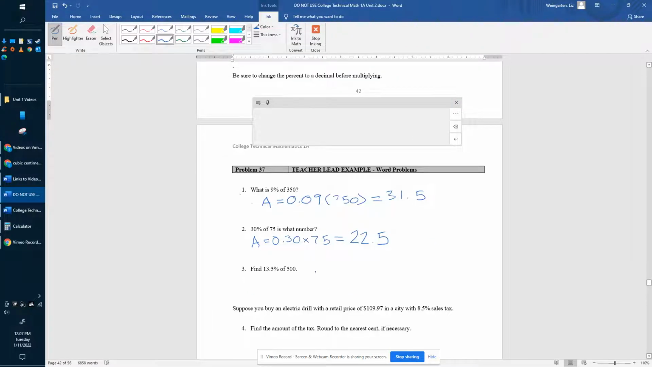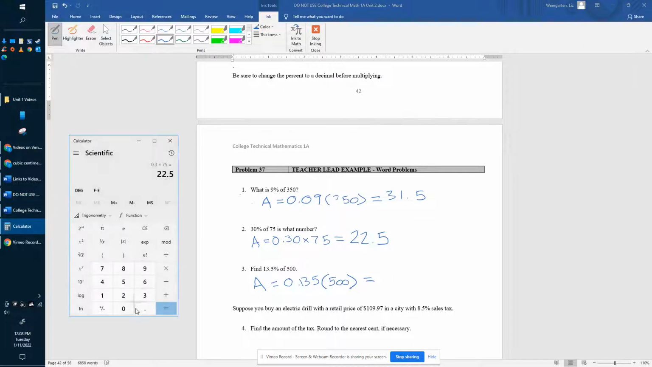Find 13.5% of 500. And that's our third way of asking a very similar question. So we're still looking for our amount. We have a base and we have a rate or a percentage. Turn that percent into a decimal. And we'll go ahead and put that in our calculator. And we get 67.5.